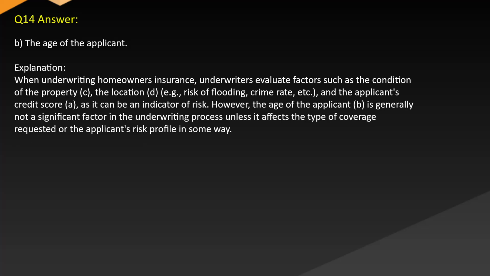Answer: B. The age of the applicant. Explanation: When underwriting homeowners insurance, underwriters evaluate factors such as the condition of the property, C, the location, D, e.g. risk of flooding, crime rate, etc., and the applicant's credit score, A, as it can be an indicator of risk. However, the age of the applicant, B, is generally not a significant factor in the underwriting process unless it affects the type of coverage requested or the applicant's risk profile in some way.